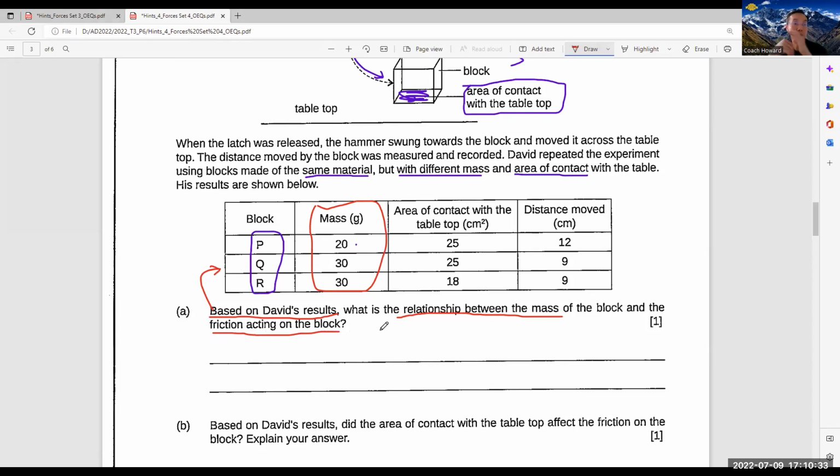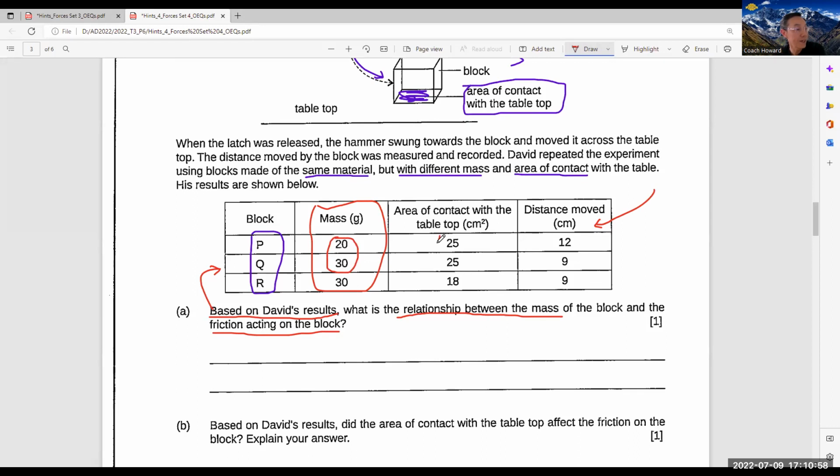Okay, this part of the mass, and the friction acting on the block. To measure friction, we cannot measure friction directly, right? But indirectly, we should see this part, the distance moved. So that means the shorter the distance, the greater the frictional force, correct? Yeah. So which one? Okay, so they say what is a, so you look at the mass, we can only see these 2, right?